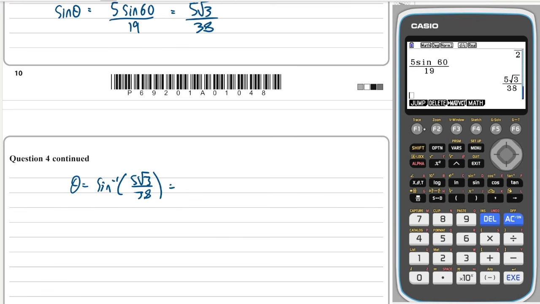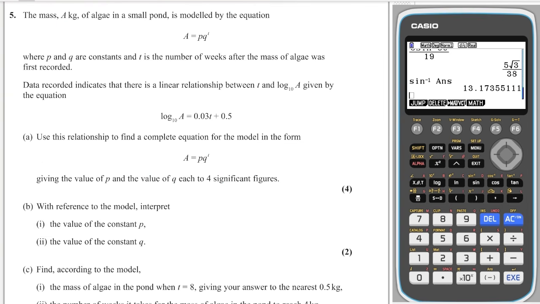And on our calculator, we do shift sine of the previous answer is equal to, and we get 13.2, rounded to 3 significant figures. Perfect. Next question, let's go.